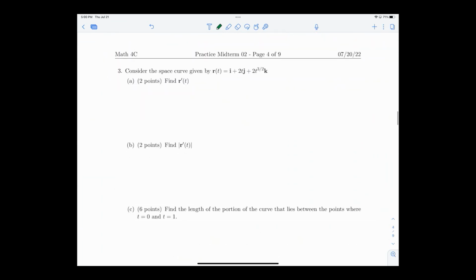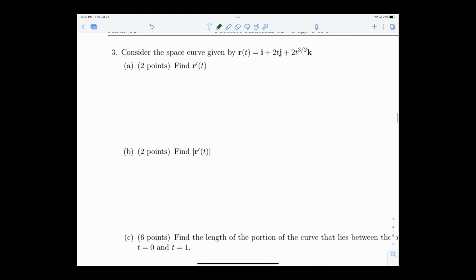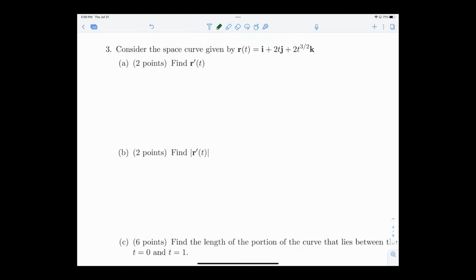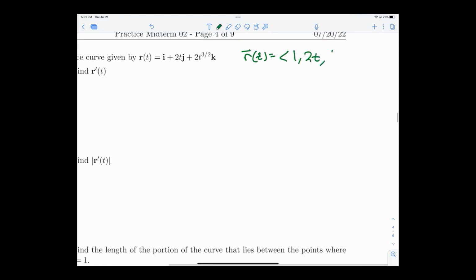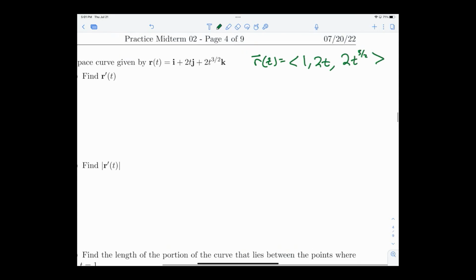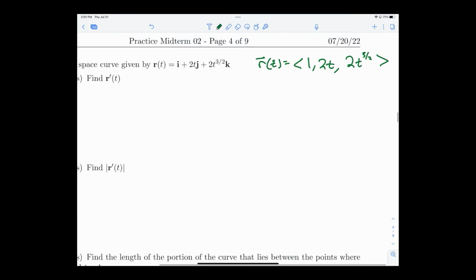All right. Here we go. Consider the space curve given by this. You could write it in this notation, 1, 2t, 2t to the 3 halves, that would be fine as well. I usually write it that way. I only use the IJK notation just because you do need to be familiar with both, but you can use whatever you want.